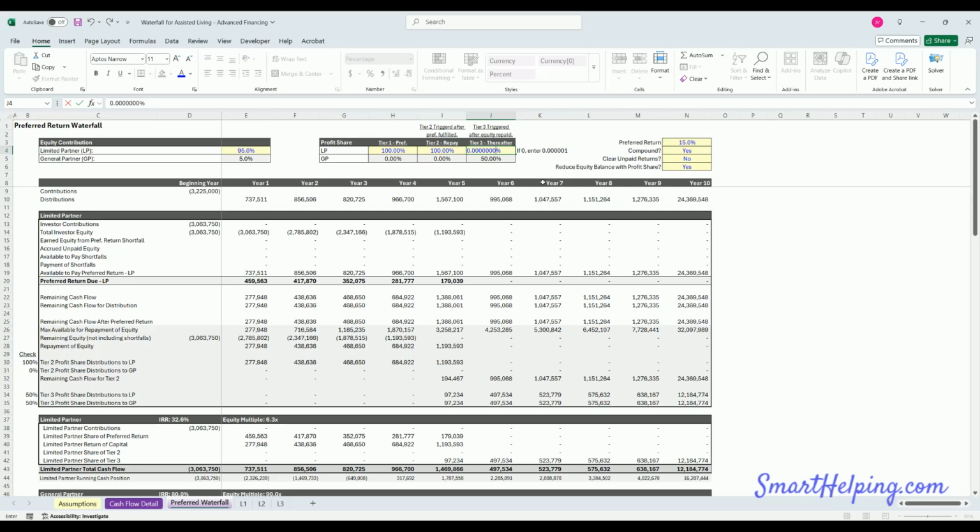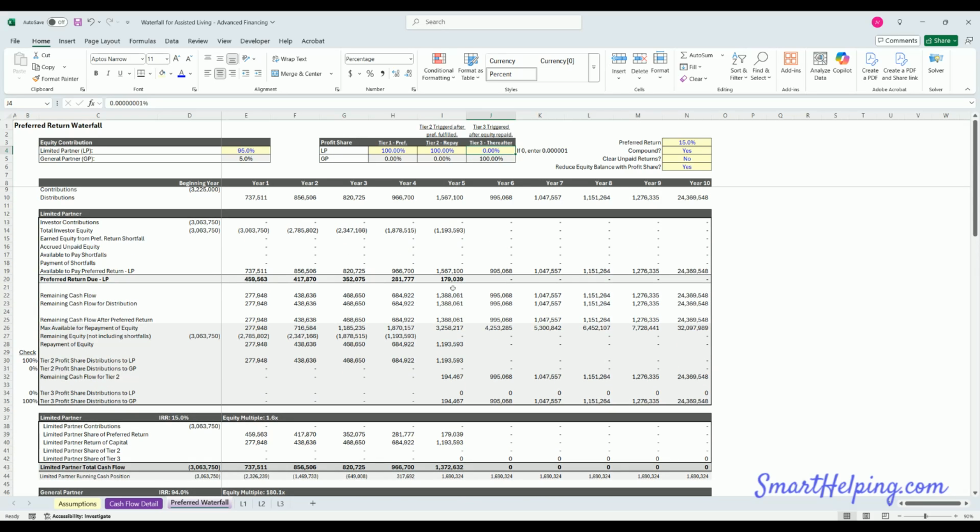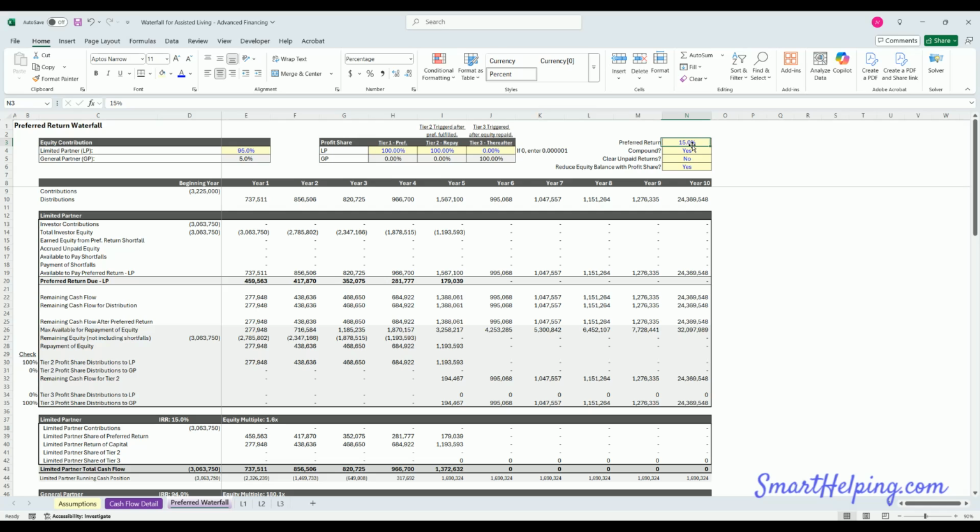You've got to push through the model, so you need a bunch of zeros at once, so it's essentially 0. And if you do that, the IRR will actually equal the pref, assuming there were enough cash flows to get past tier 2 and into tier 3. So you can see if I change this pref, the IRR is changing for the limited partner. That's because we are compounding any unpaid returns here. We're reducing the equity balance with any amounts above the pref, and we're not clearing any unpaid returns. So in that case, the pref will equal the IRR for the LP.